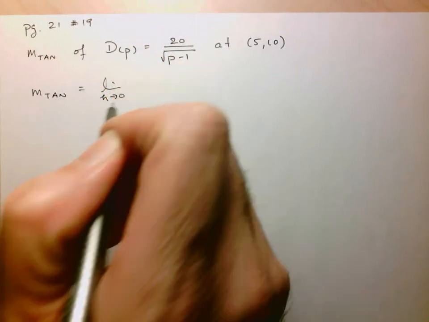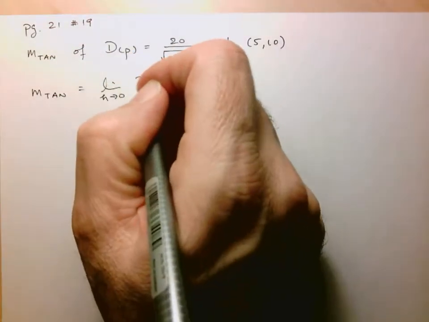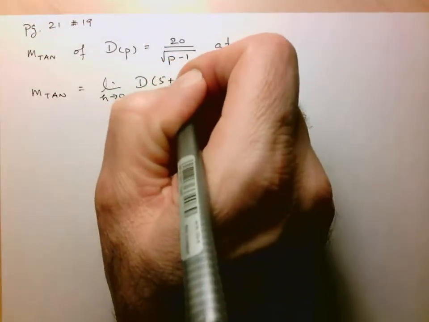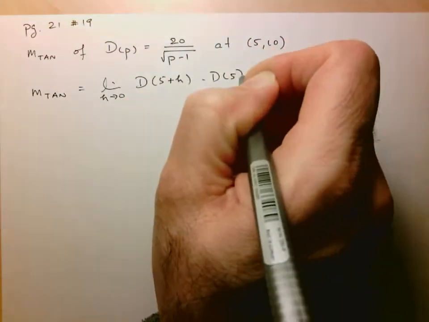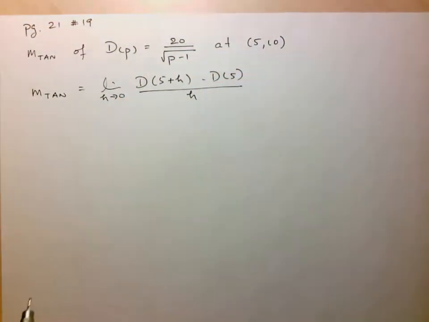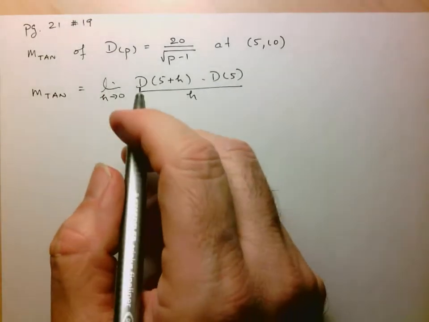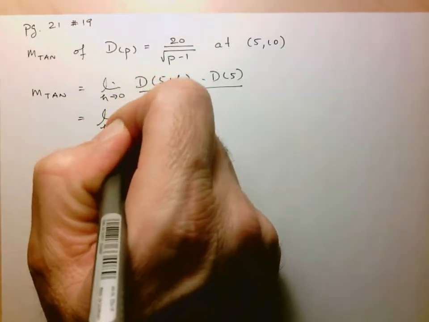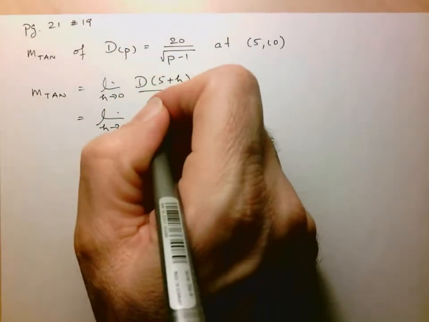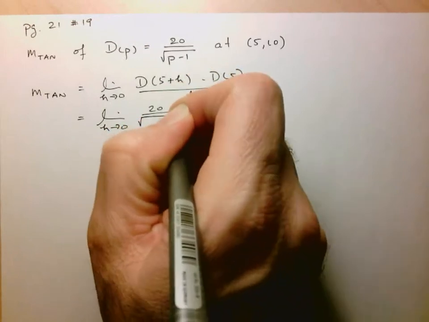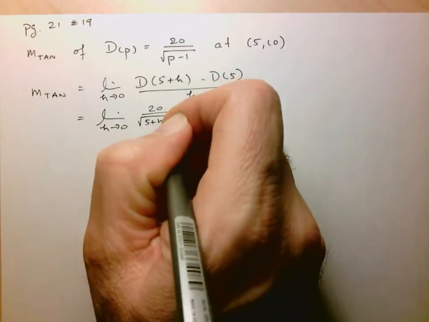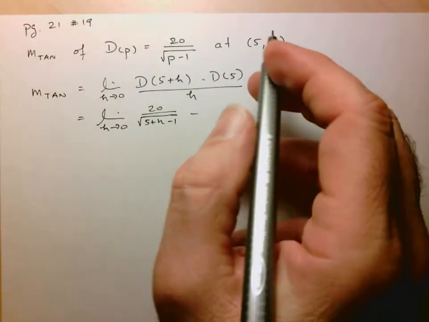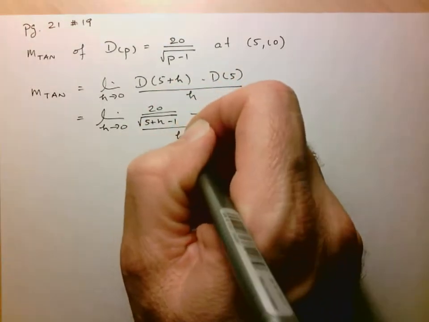So it's the limit as h approaches 0 of d at 5 plus h minus d at 5 over h, since our a value now is 5. Now we just have to input all this into our specific function. So limit as h approaches 0. Here we have 20 over the square root of 5 plus h minus 1, minus, now d at 5 is already given to us. We know that that's 10, all over h.